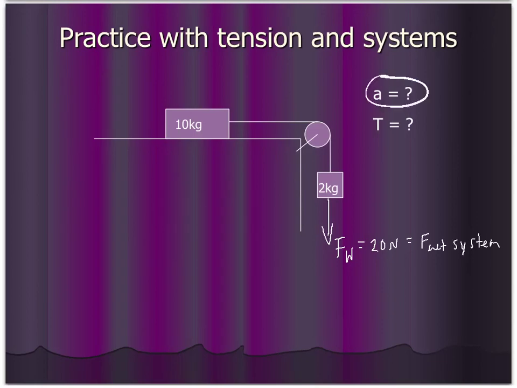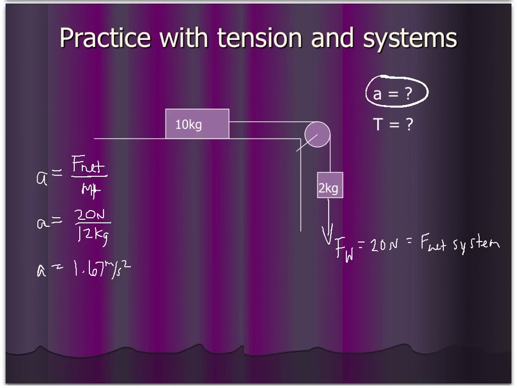I can solve for my acceleration then, because I know that acceleration is equal to F net divided by the total mass of that system, or in this case 20 newtons divided by the 10 kilograms plus 2 to give me 12 kilograms on the bottom. And when you plug that in your calculator, 20 divided by 12 is going to give you 1.67 meters per second squared for your acceleration.